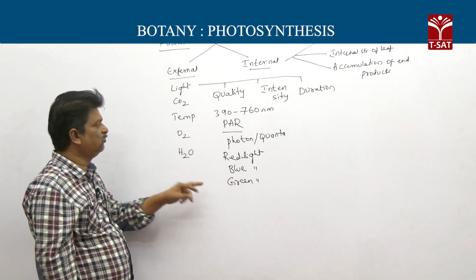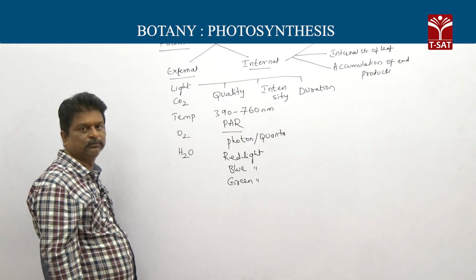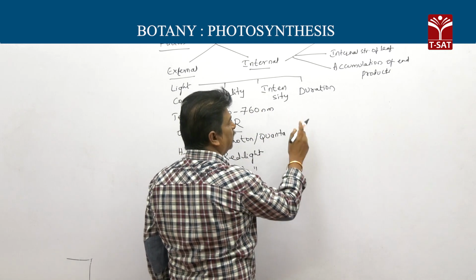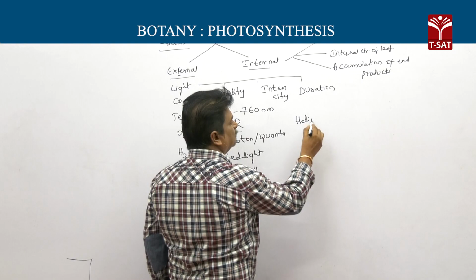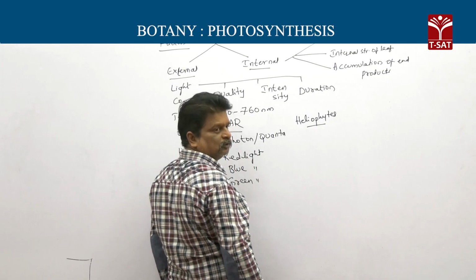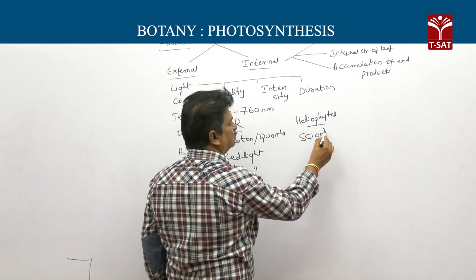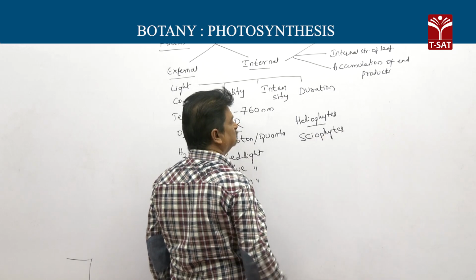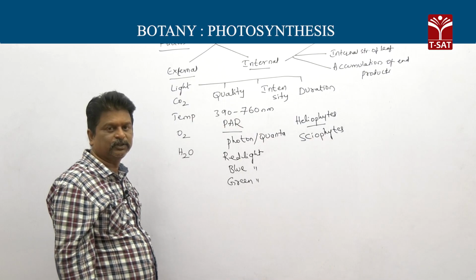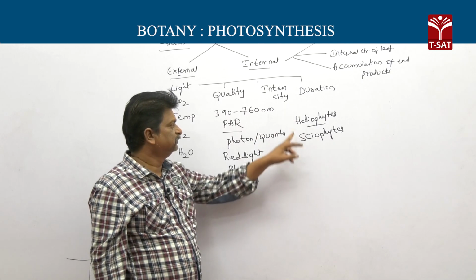So, it is quality. Then the next one, intensity. Here some plants grow under high light intensity. Plants grown under high light intensity are called heliophytes. Some plants grow under low light intensity, called sciophytes.